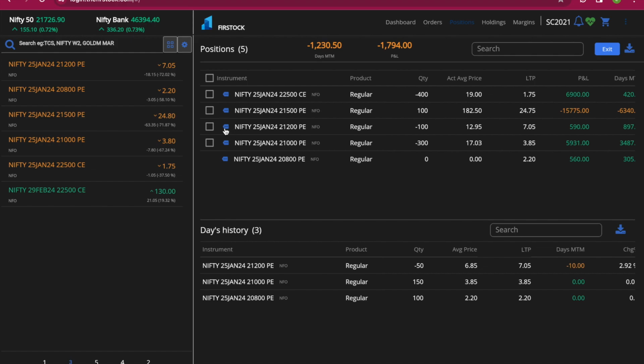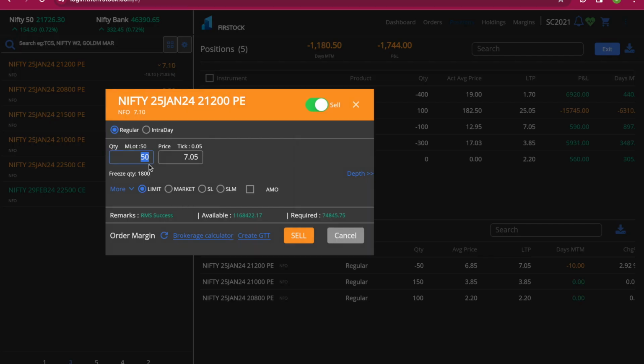Now what we can do is probably add this and go ahead for 200 lots. 7.15, and margin is insufficient. What we'll do is go with 100 lots and sell.